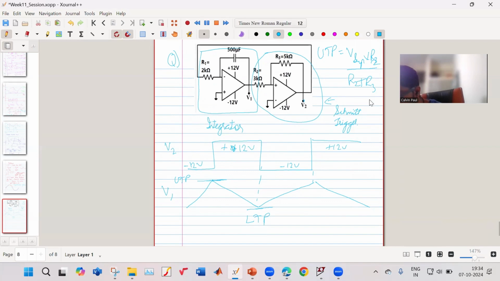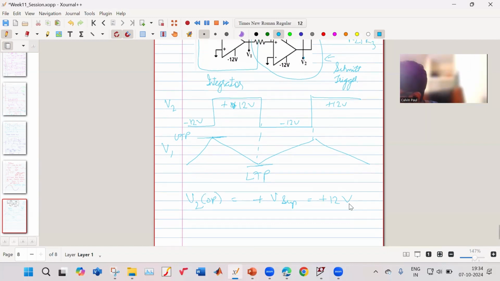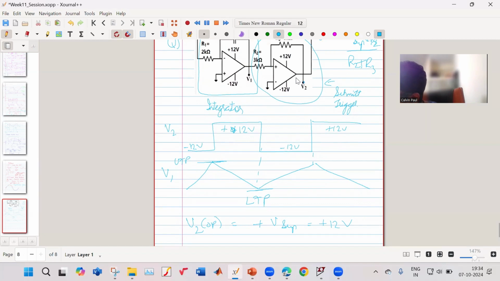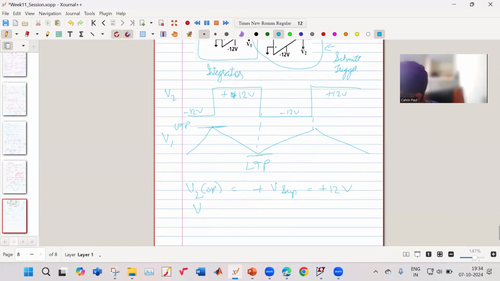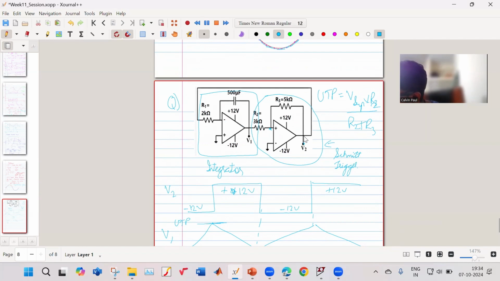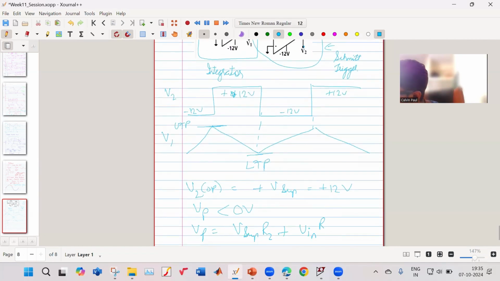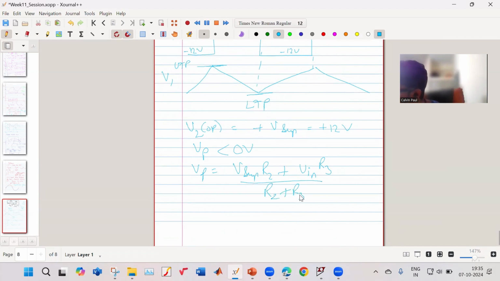Okay, let us derive it. Better way is we derive it. So suppose your V2 output was actually plus V supply, that is this plus 12 volt. It should go to some voltage such that it will become minus 12 volt. So this should reduce, right? So this V3 should be less than 0 volt. Now what is your VP? This voltage over here, VP, is actually this V supply into R2 plus this V in into R3 by R2 plus R3, right?